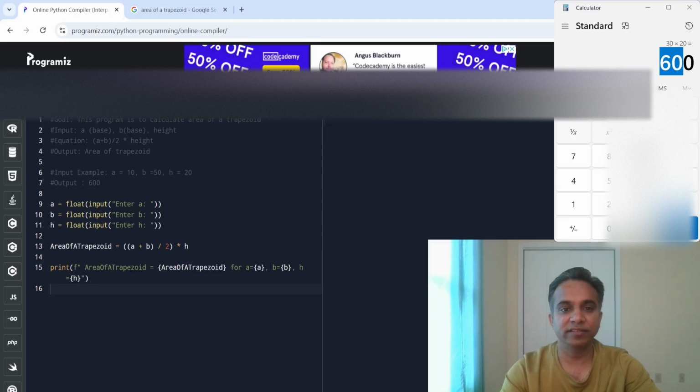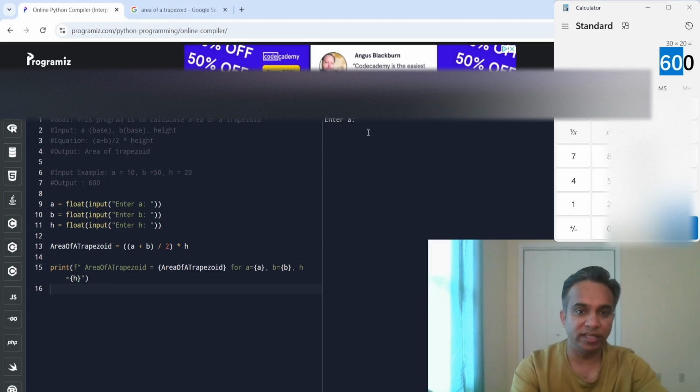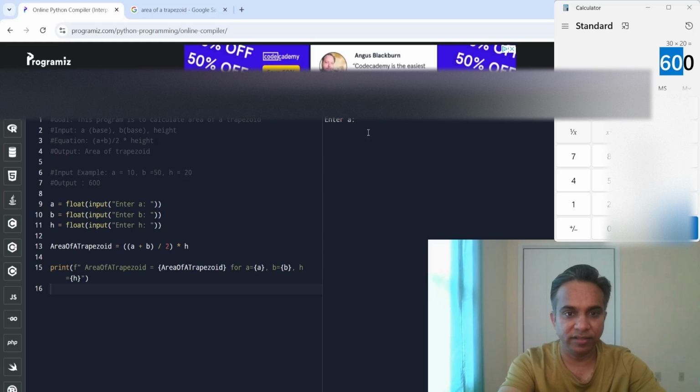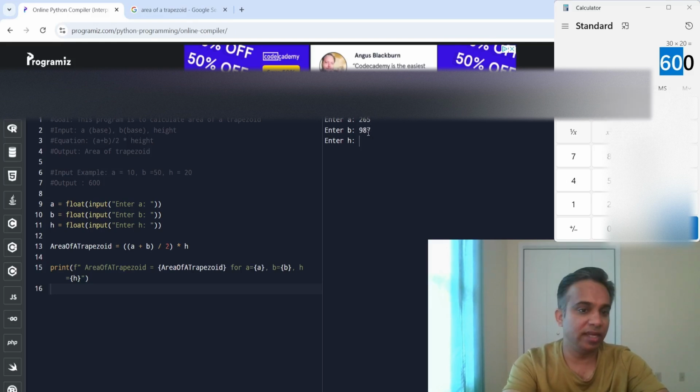Now let us take another example. We took one example from Google. Now we can try other values. We can say a is 265, b is 987, and h is 300.